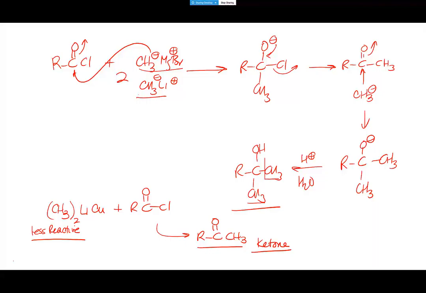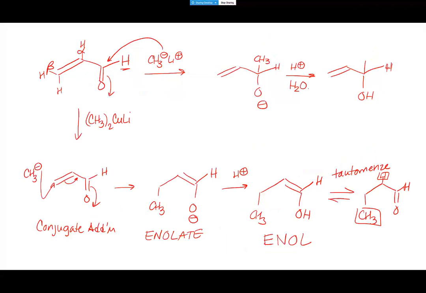Reacting with alpha beta unsaturated aldehydes and ketones, the organolithium adds directly to the carbonyl because it's harsher. Milder reagents do conjugate addition. So you just have to kind of remember that. That's it for acid chlorides. Only three more functional groups to go.